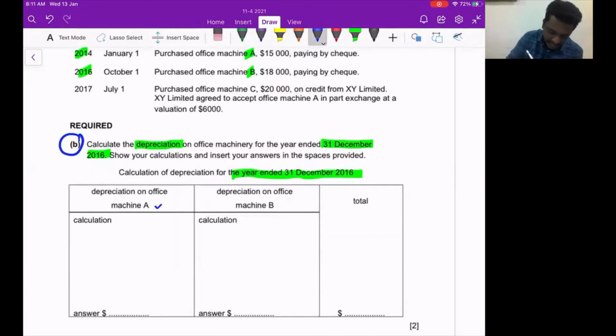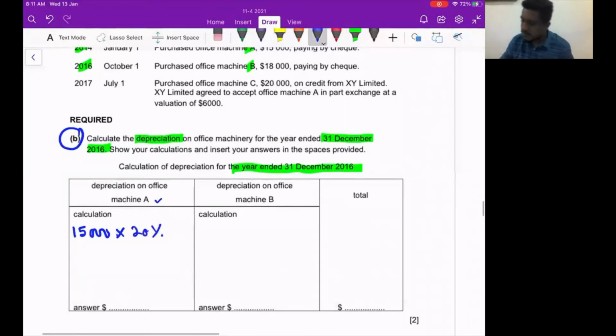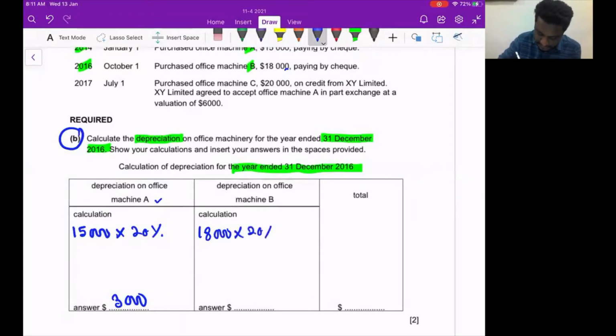For machine A, I calculate 15,000 times with how many percentage? 20%. So 15,000 times 20%, we get 3,000. After that, next one, depreciation for office machine B. How much? 18,000 times with the same 20%.